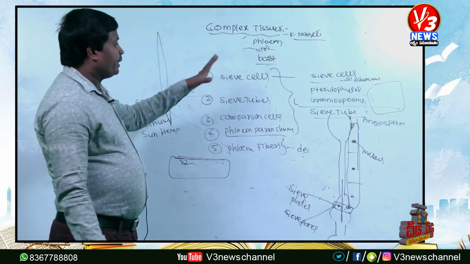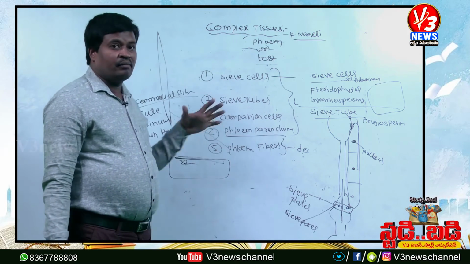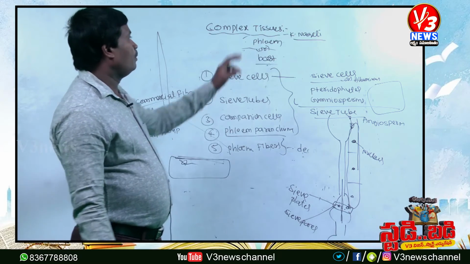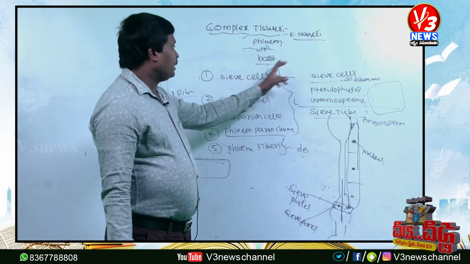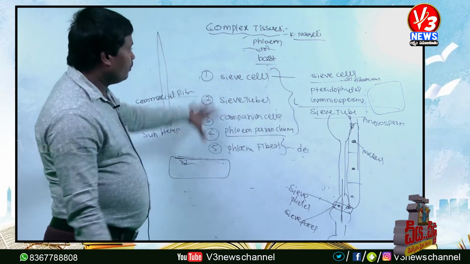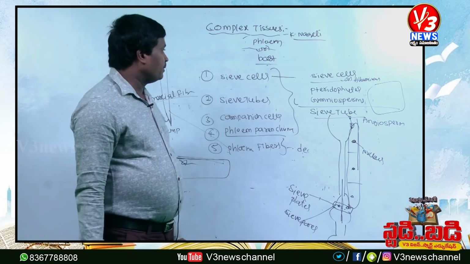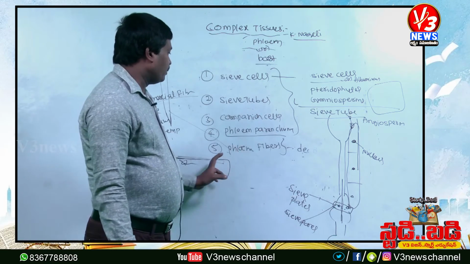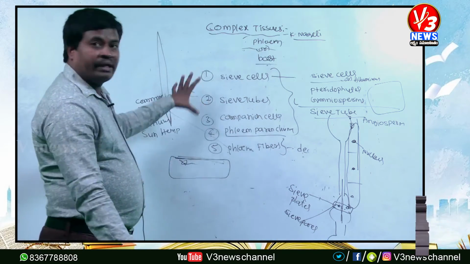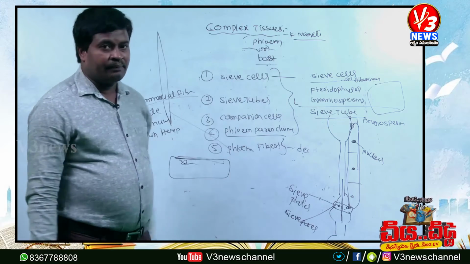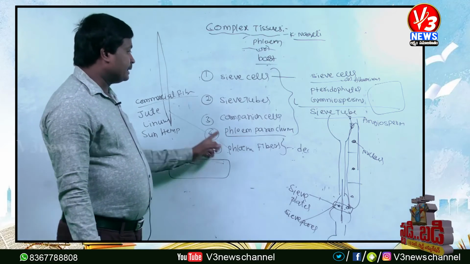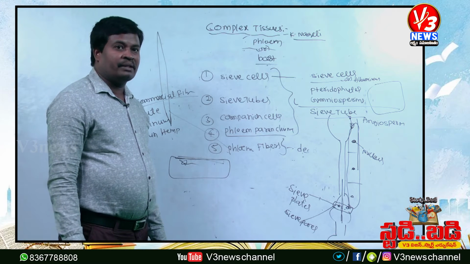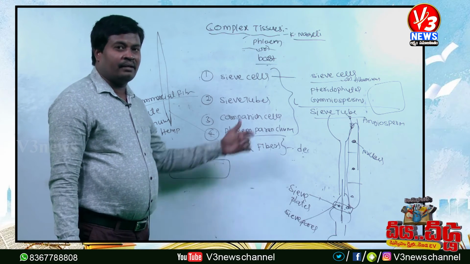And this is about the phloem. So once again, what is the phloem? Phloem is a complex tissue discovered by Nageli. Phloem is also called bast. According to this, there are 5 types of cells: sieve cells, sieve tubes, companion cells, phloem parenchyma, and phloem fibers. Out of 5 types of cells, only 4 types are living cells, except phloem fibers. Phloem fibers are dead cells; the remaining are living cells.